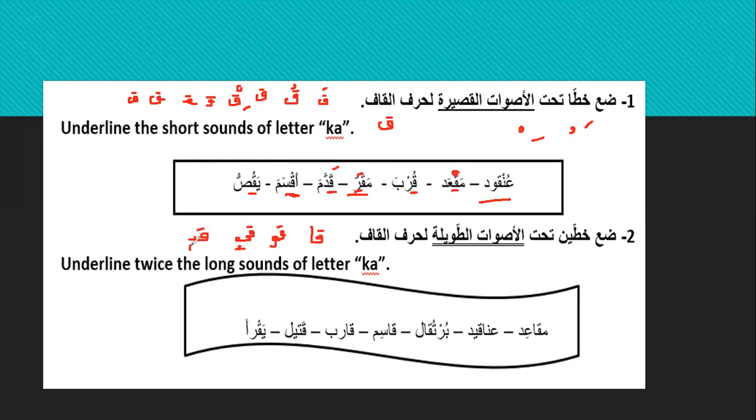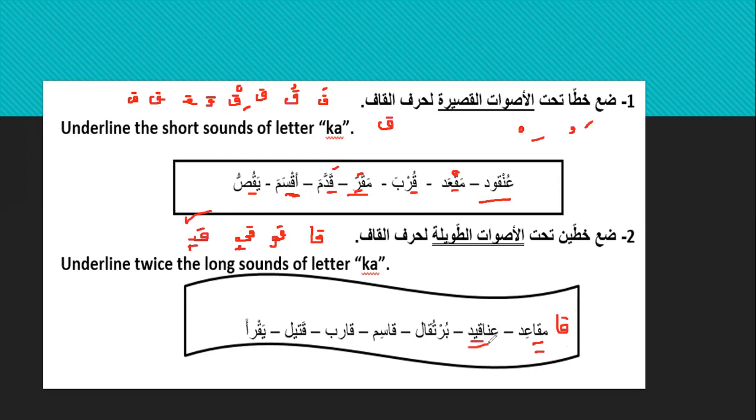Let's see the first one. The first one is maqa'id. Where is the letter Qa? This is the letter Qa. After it, there is an alif. So it's Qa. So it resembles this form, okay? Anaqid. Notice here when I'm reading, they are not having sounds above it, either dhamma or kasra or fatha. Anaqid. So look here. So we have to underline twice here.